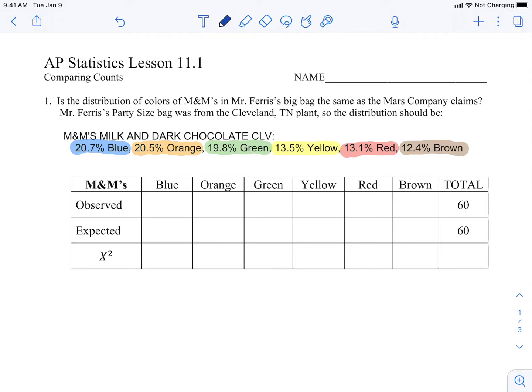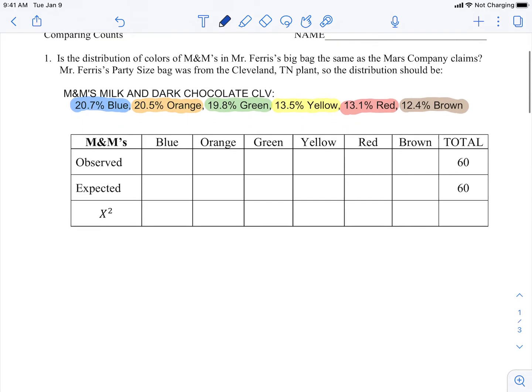We have the given information from the internet of the color distribution from the Cleveland plant, which is where my M&Ms came from. And let me fill in the table. From the previous video, we found 13 blue, 7 orange, 15 green, 11 yellow, 8 red, and 6 brown. That's a total of 60. To find the expected counts, we have to do a little calculating.